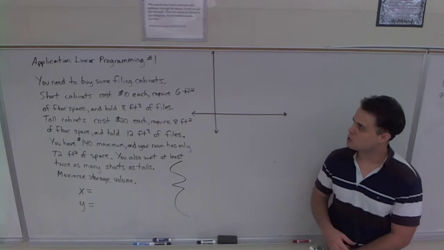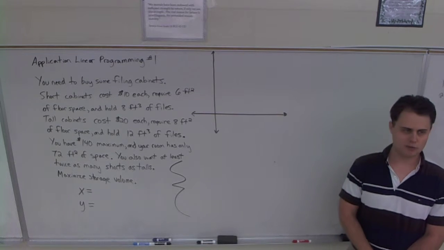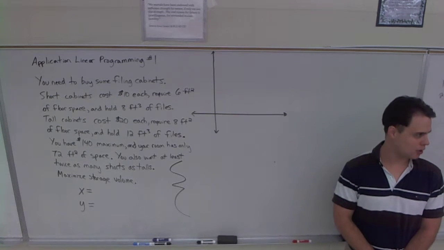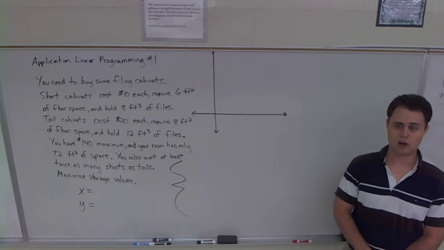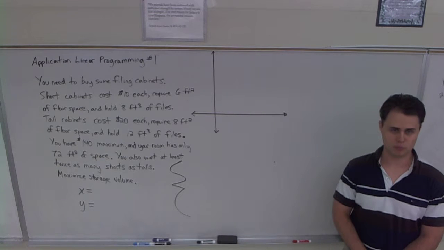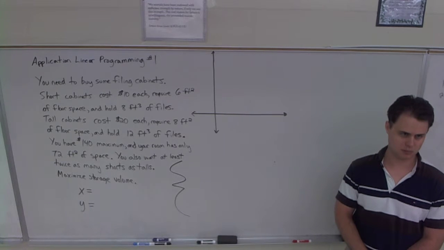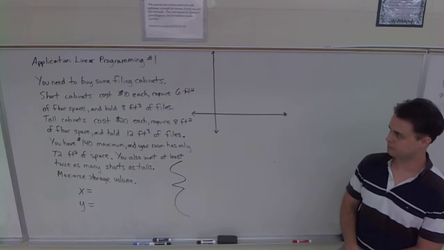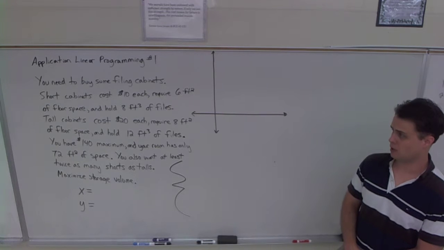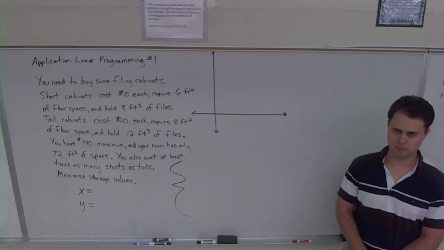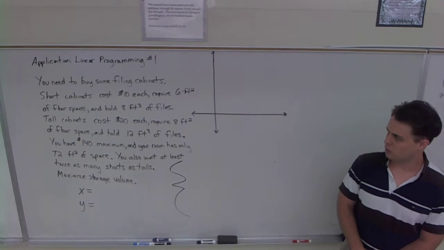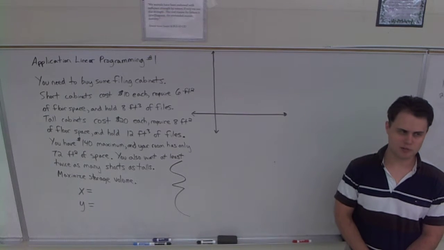We know stuff about how much they cost. We know stuff about how much square footage they take up in our office. We know stuff about how many files they hold, their volume, their capacity. Does that make sense? You guys see that? For each one. We also know how much money we can spend, our budget. We also know how much room we have in our office, right?